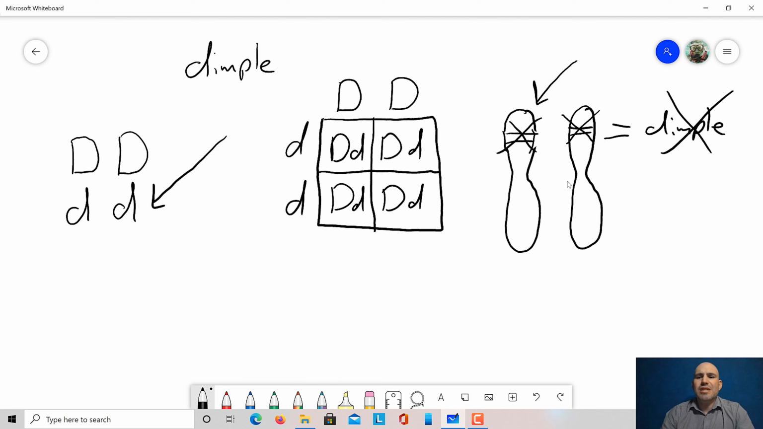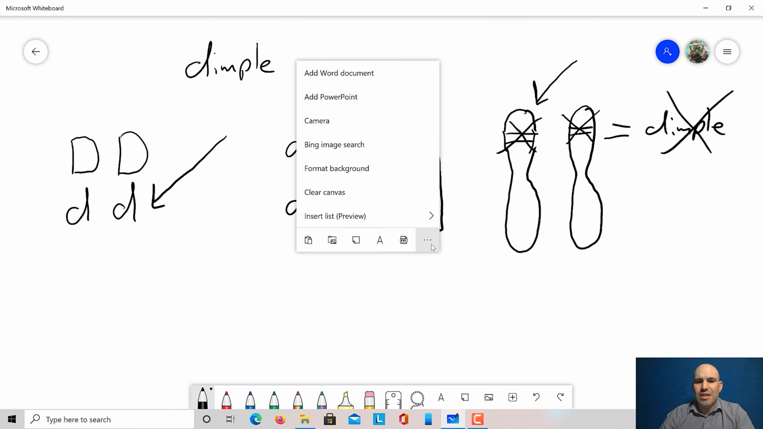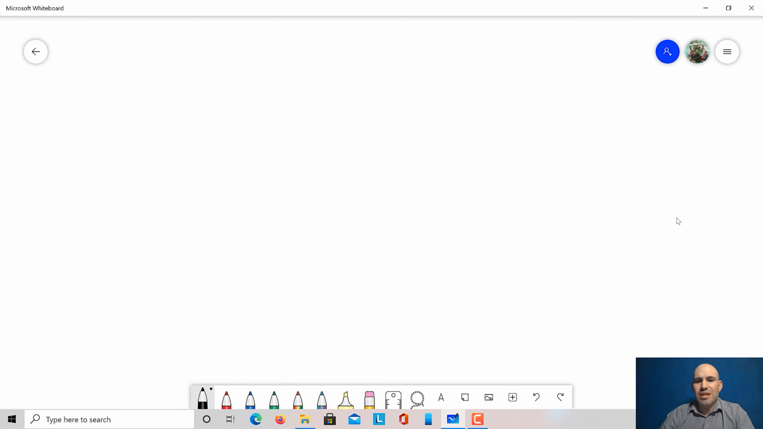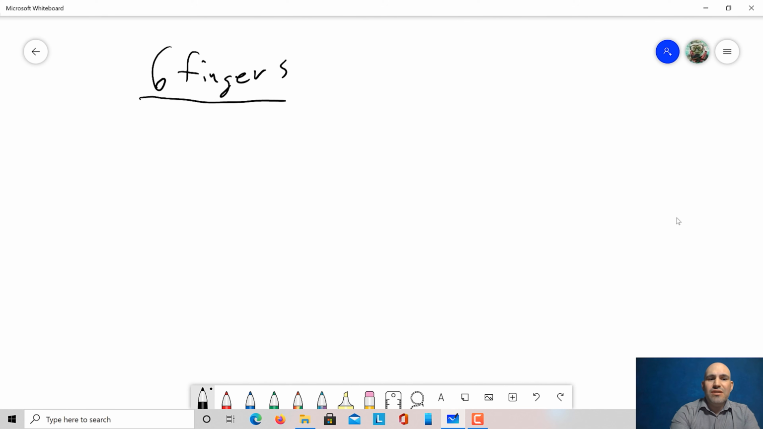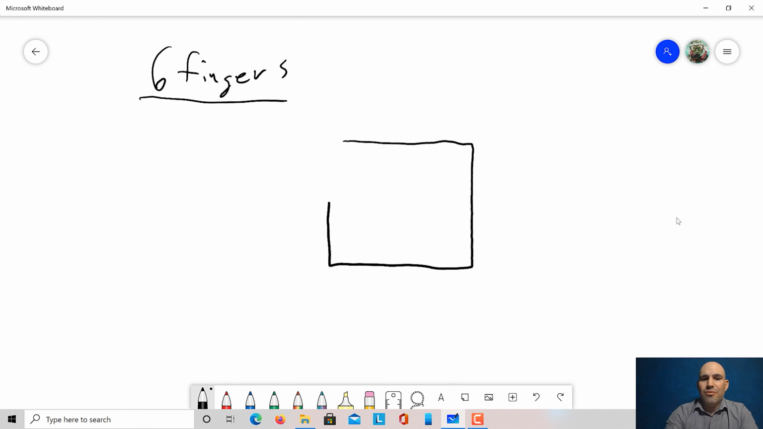And so just because something is dominant doesn't mean it is common. A lot of my students get this confused. They think that just because something is dominant, it's going to be common. Let's talk about having 6 fingers. Do you know anyone with 6 fingers? Having 6 fingers is not common, but the gene for 6 fingers is dominant. And the reason is the gene for 6 fingers says make an extra finger.